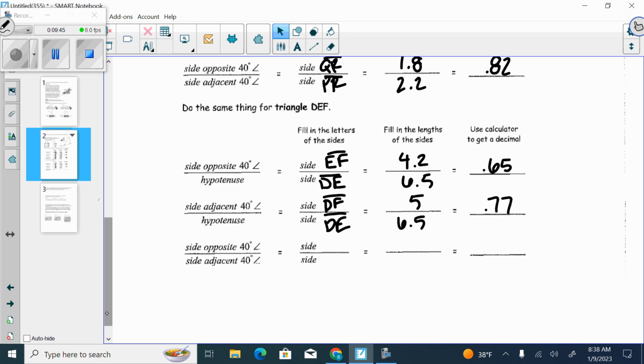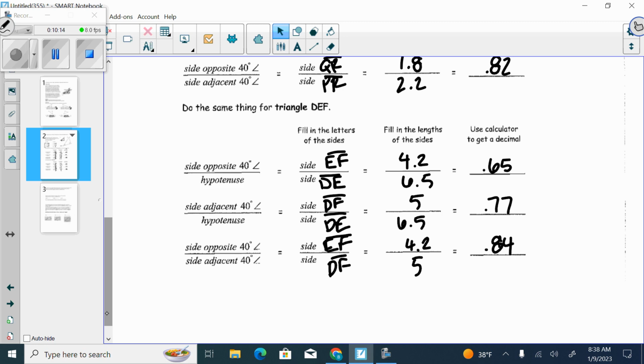good. All right, then the last ratio asks for opposite over adjacent. So we said opposite was EF and adjacent was DF. So those are going to end up being 4.2 over 5. And what's that going to simplify to? Good. All right, so we have our ratios for all of the different side lengths.